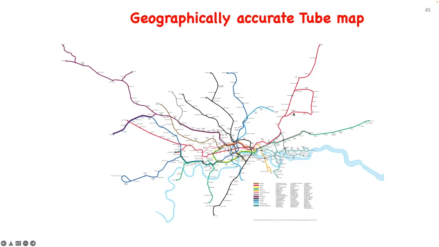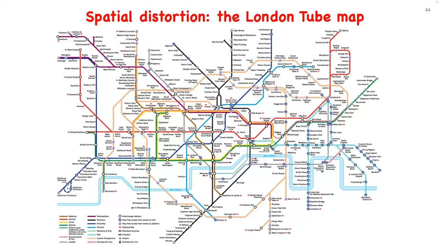Again, if your mental map of London is based on this, what you don't realise is that by the time you get down here, some of these tube stations are about 50 metres apart. And it's quicker to walk from one to the other than think about going any other way. Okay, so there's the geographically accurate tube map.